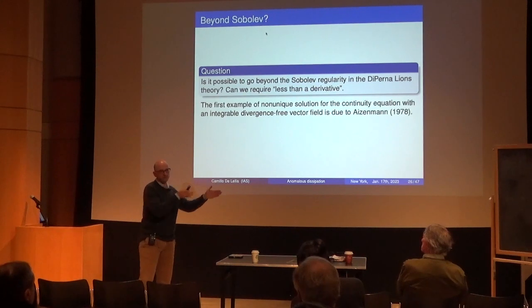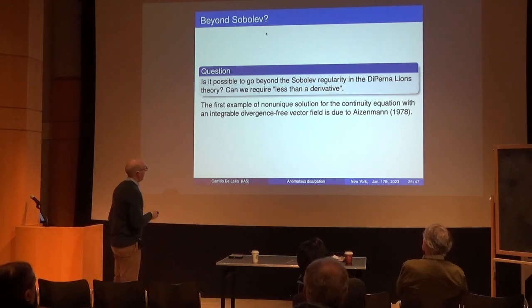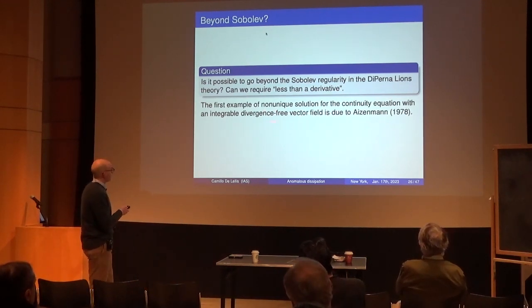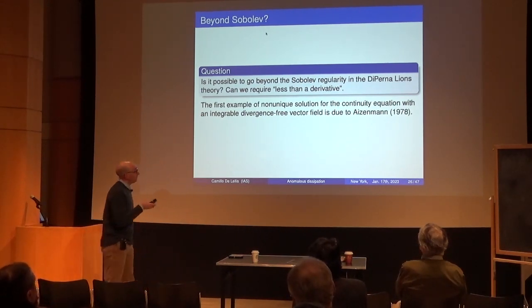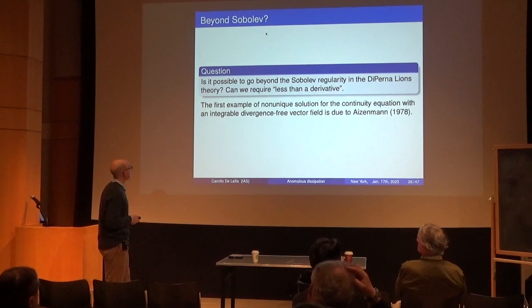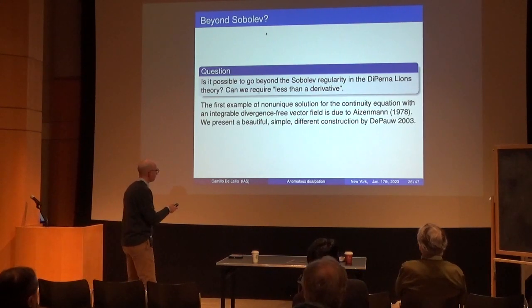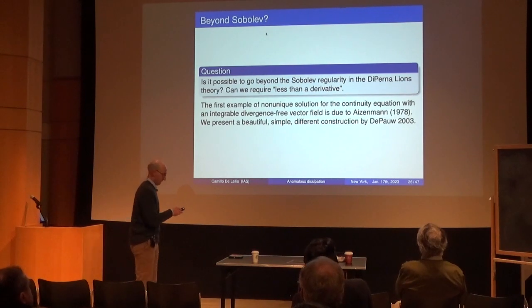So is there a unique regular Lagrangian flow? Is there a unique solution of the transport equation? And so there was a first example of a divergence-free vector field, which is due to Aizenman in 1978, for which the continuity equation, or the transport equation if you want, because this is divergence-free, is not well posed. But now I'm going to actually show you a really beautiful and simple example by De Pauw in 2003.